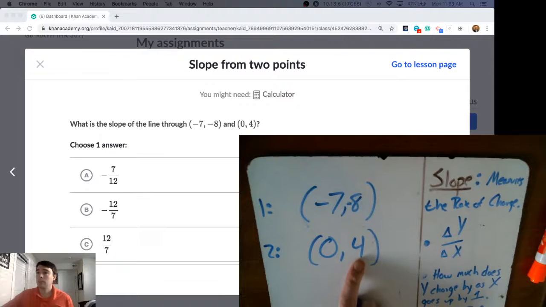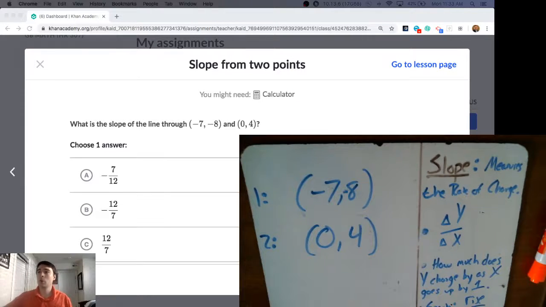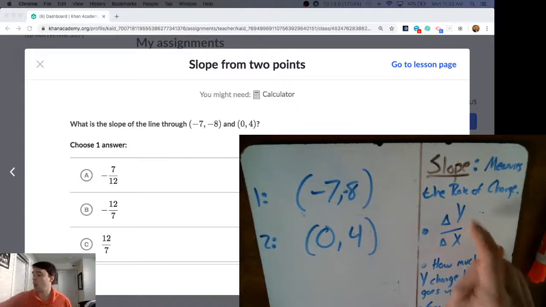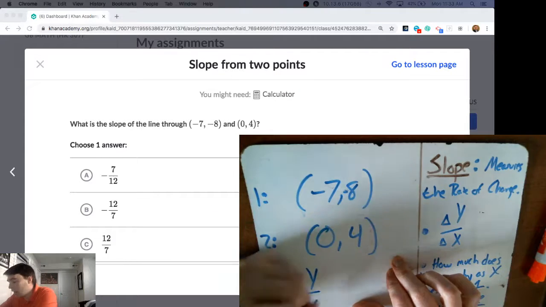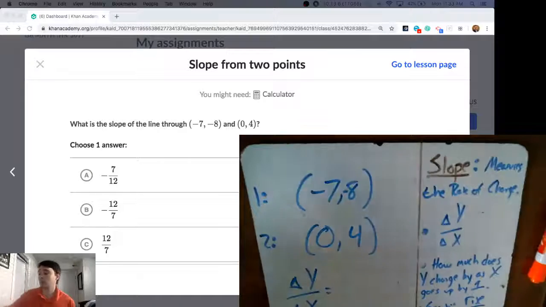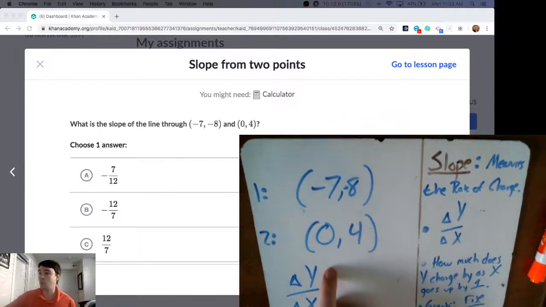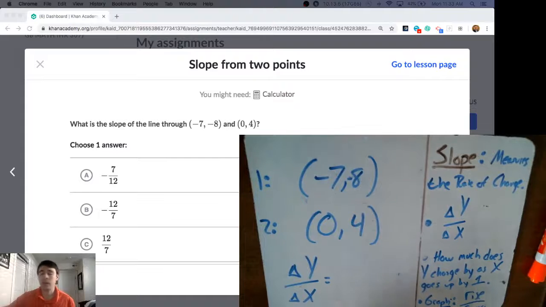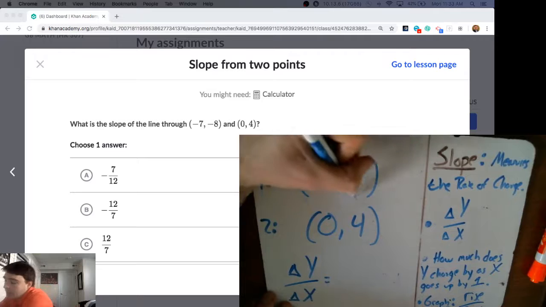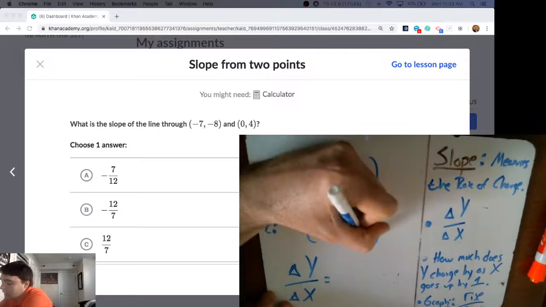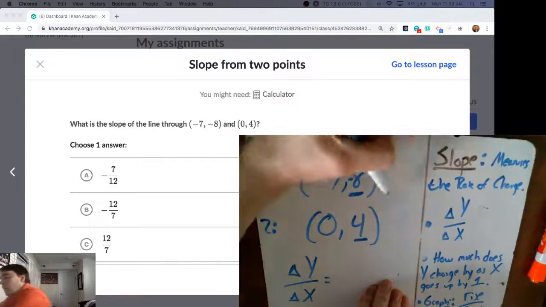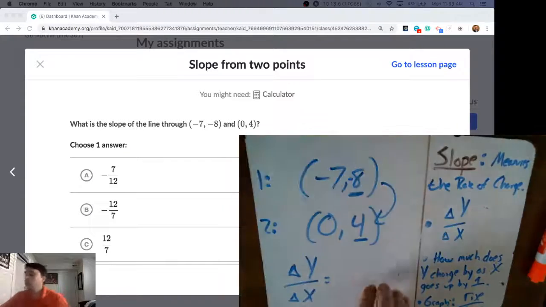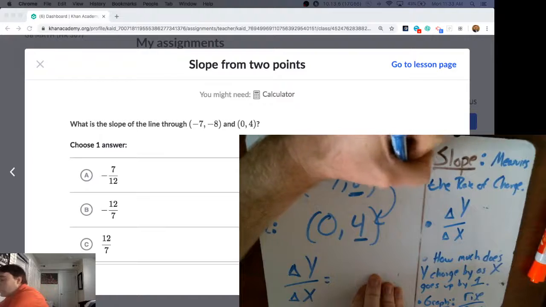0 and 4. So now if slope is going to measure rate of change, y change divided by x change, I really just need to measure between these 2 points, from point 1 to point 2, how much did y change by and how much did x change by. I see y goes from -8, at first the y is -8, and then it goes to 4. So to get from -8 to +4, I have to travel a total of up by 12 units.